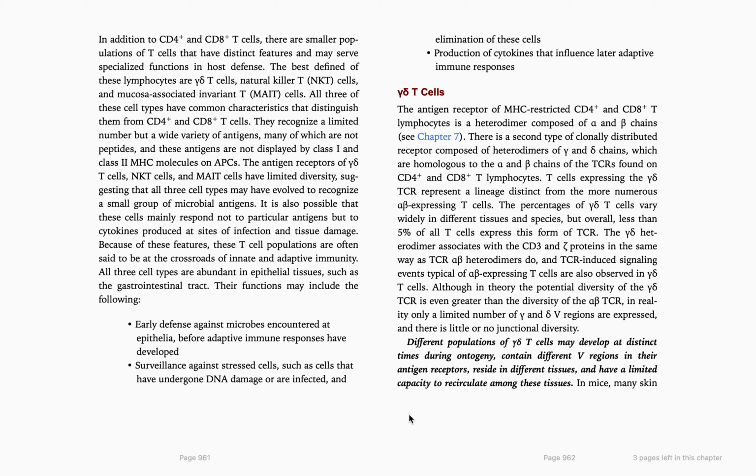Gamma delta T cells. The antigen receptor of MHC-restricted CD4 and CD8 T lymphocytes is a heterodimer composed of alpha and beta chains.